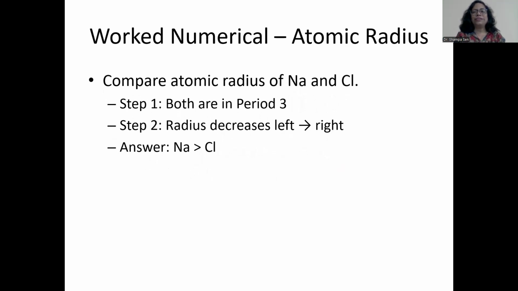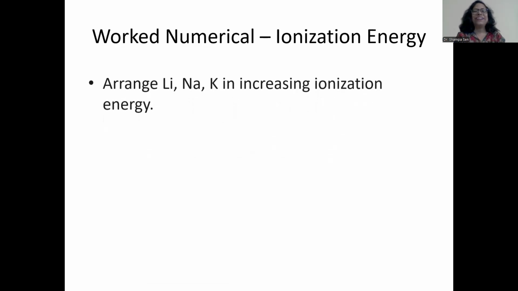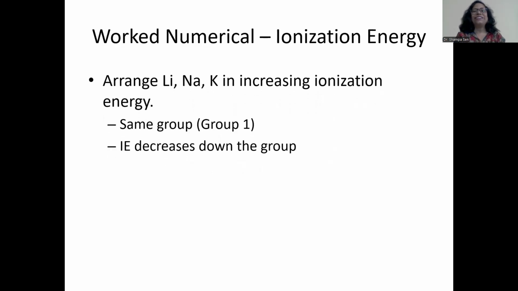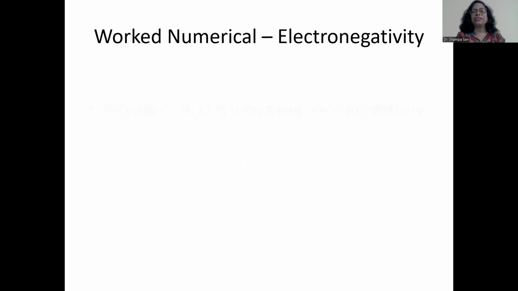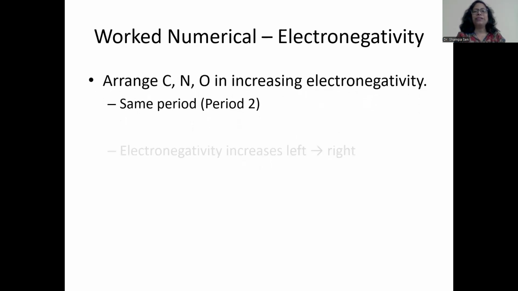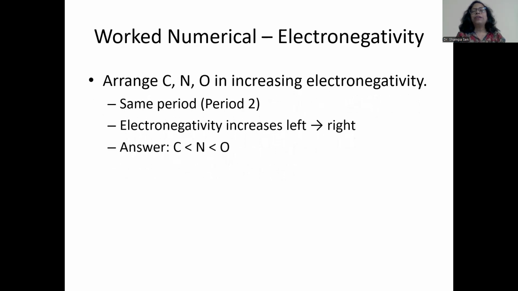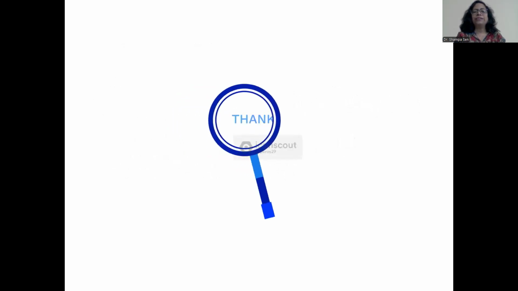These were your tasks. By this time, if you have not completed them, you can check the answers. Then this is the next one. Arrange lithium, sodium, potassium in increasing ionization energy. Same group. Ionization energy decreases down the group. This is the hint. Arrange carbon, nitrogen, oxygen in increasing electronegativity. Same period. Electronegativity increases from left to right. So this is the answer.